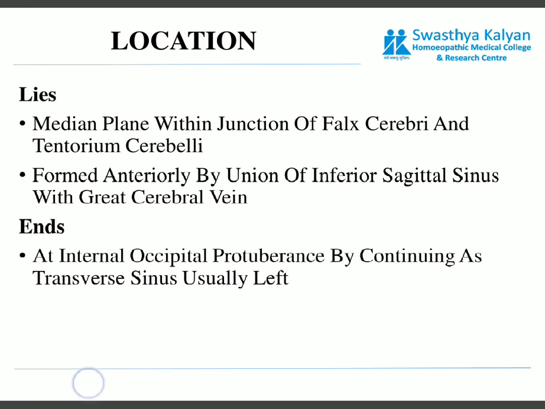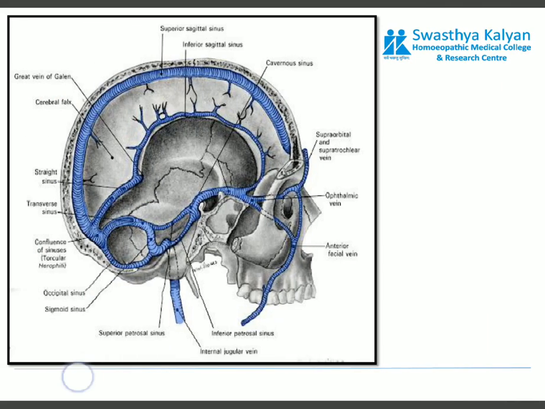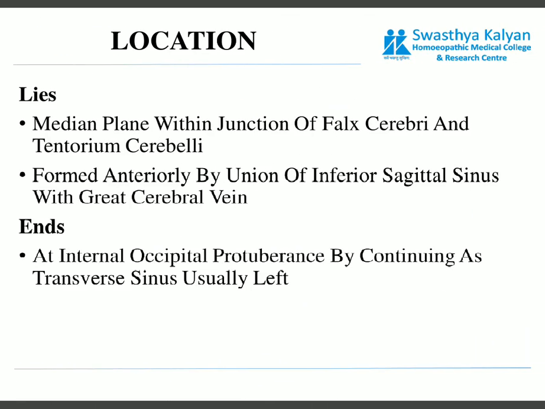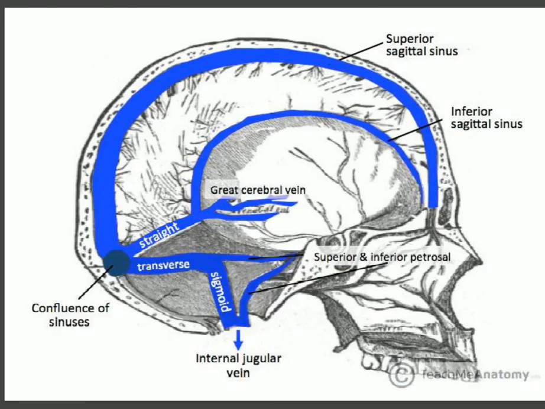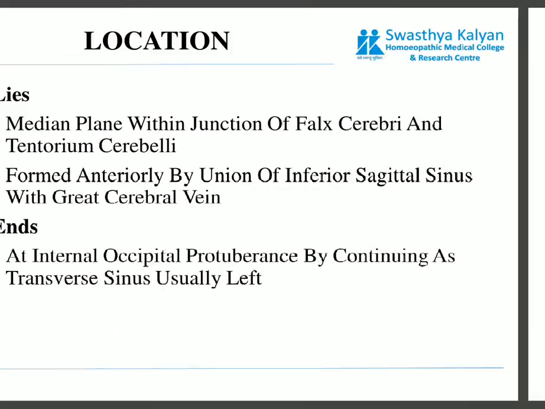The formation of the straight sinus is by the union of the inferior sagittal sinus and the great cerebral vein. We have already seen this in this figure. This is the inferior sagittal sinus, the great cerebral vein, and at the union the straight sinus is formed. The straight sinus ends at the internal occipital protuberance. This you can see here.